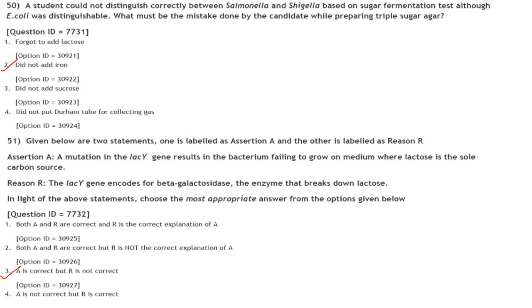Then next one. Given below are two statements. One is labeled as assertion and the other is labeled as reason. Assertion: A mutation in the LacY gene results in the bacterium failing to grow on medium where lactose is the sole carbon source. The reason: The LacY gene encodes for beta-galactosidase, the enzyme that breaks down lactose. In the light of the above statements, choose the appropriate answer from the options. So LacY codes for permease that helps to transfer lactose into the cell.